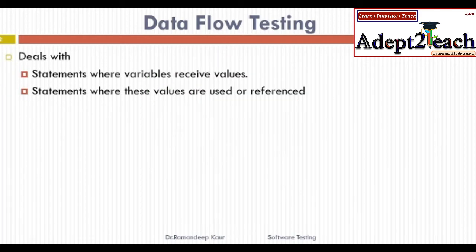So this data flow testing is based on two things. That means it is based on variables which receive values, where they receive the values, and variables when they are used or referenced. That means these two things would be checked in data flow testing. So data flow means how is the data flowing from variable to variable. So the points, the nodes at which the variables receive the values and when the variables are referenced or used in the entire code structure.